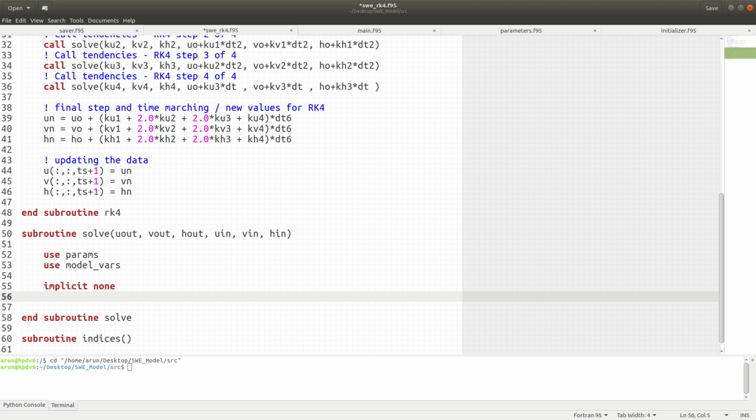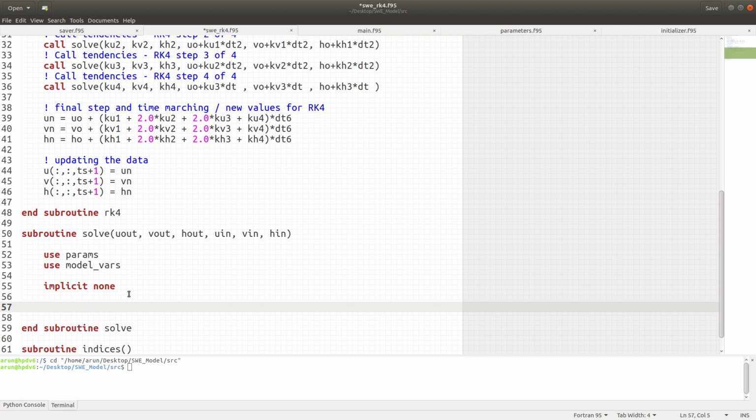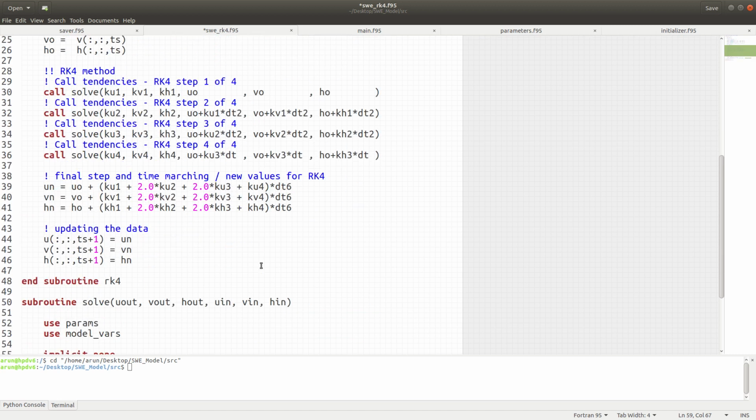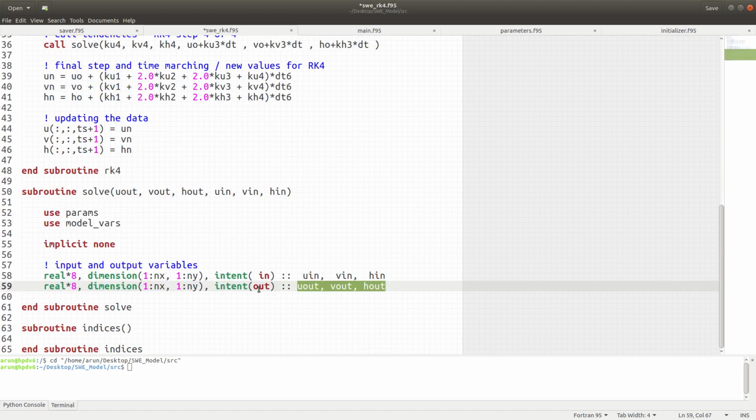So there we go. These variables un, vn, and hn are going to come inside with values, so we put intent in, and these variables should not change with time, so we're going to keep them as intent in. The dimensions are 1:nx and 1:ny. These other variables come inside without any value predefined, and they're going to go out with some value. So we're giving intent out, the same sizes for that matter.